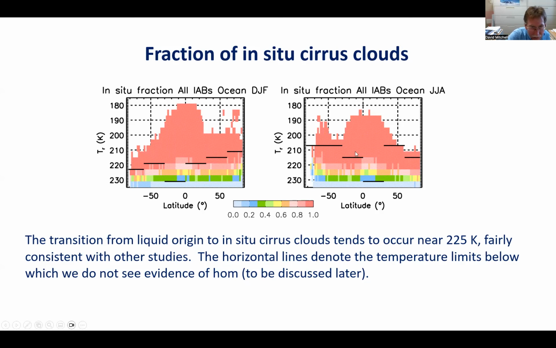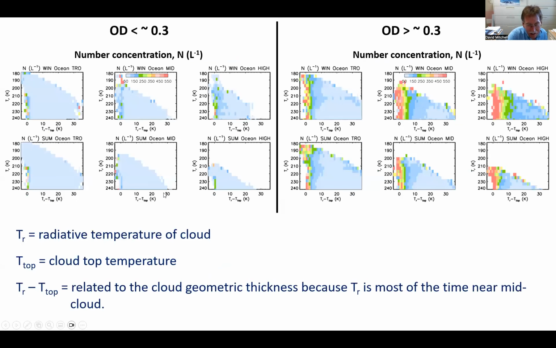And you can ignore these black lines for now. That's something I'll go into later. So here we are exploring, how do we find out if a cloud is having homogeneous ice nucleation? And we looked at optical depth less than 0.3 and greater than 0.3 on the left and the right here. And this is number concentration plotted in TR versus TR minus T-top space.